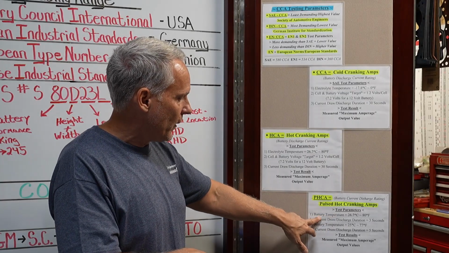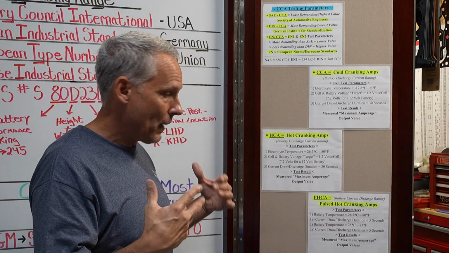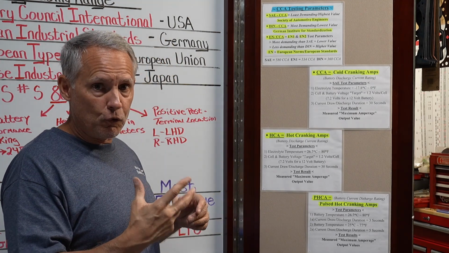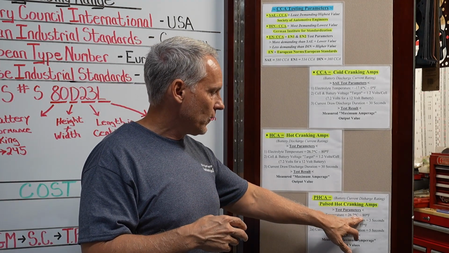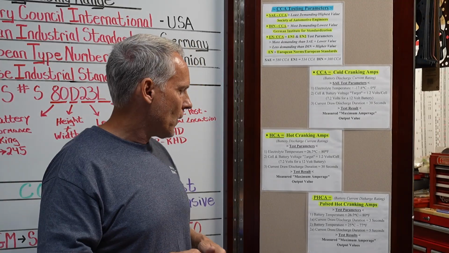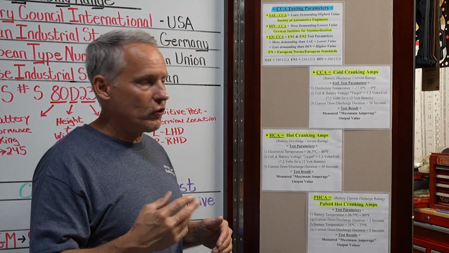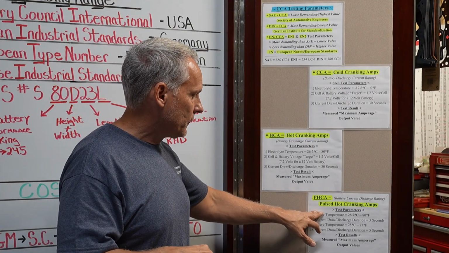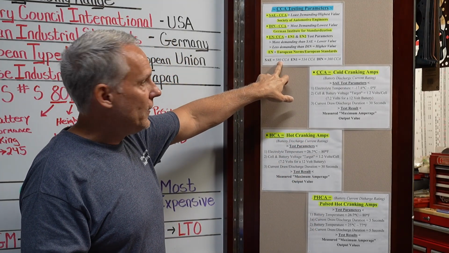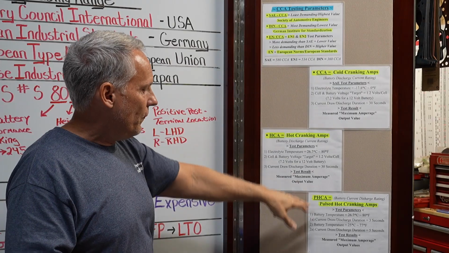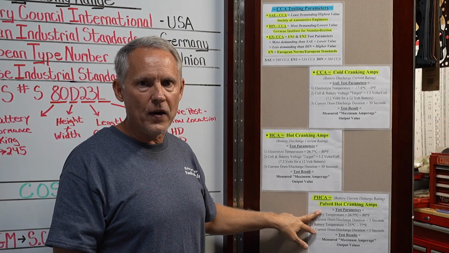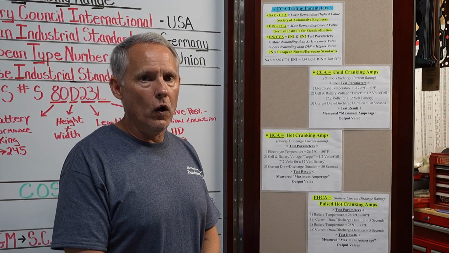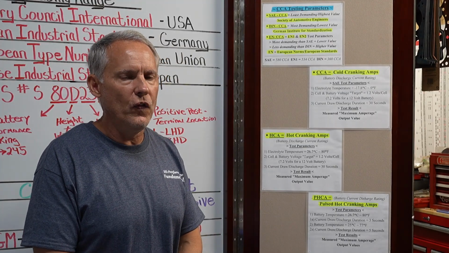So the test parameters are this. The battery is fully charged, the battery has stabilized, and the battery temperature, the electrolyte temperature, is 26.7 degrees Celsius, 80 degrees Fahrenheit. The current draw discharge duration is only 3 seconds. So, for example, let's say this battery has an SAE cold cranking amp value of 580. It might have a pulsed hot cranking amp value of 1500, right? You're like, good Lord, and it can actually discharge that quickly.